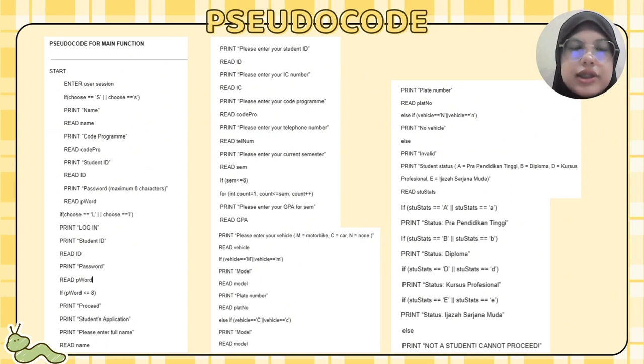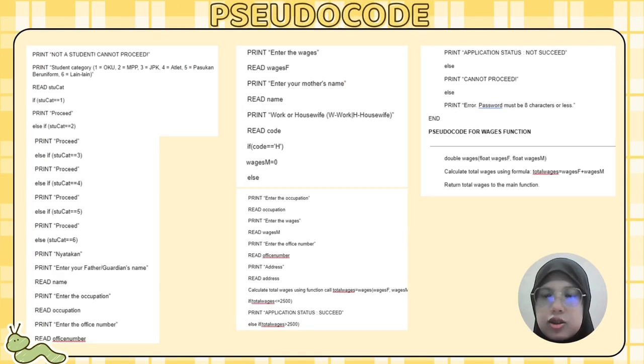If semester less or equal to 8, we use for loop to get GPA for each sem. Then they have to enter their vehicle. If they enter other than M, C or N, it will print as invalid. For student status, if they enter other than A, B, D or E, it will print as not a student, cannot proceed. Student category. If they choose 1, 2, 3, 4 or 5, they will proceed. If they choose 6, they have to nyatakan.